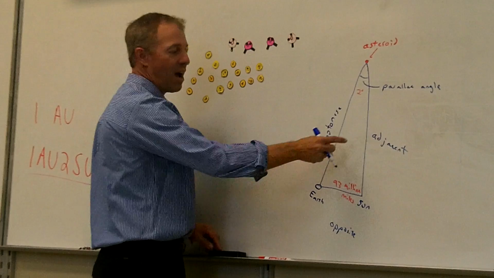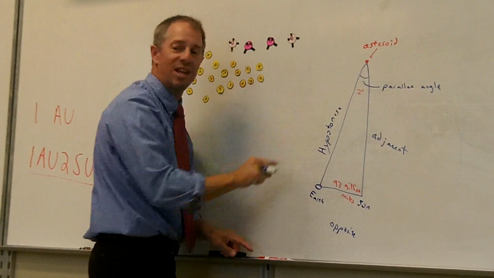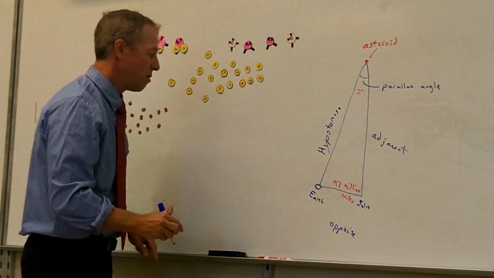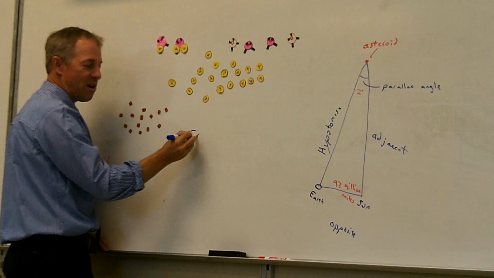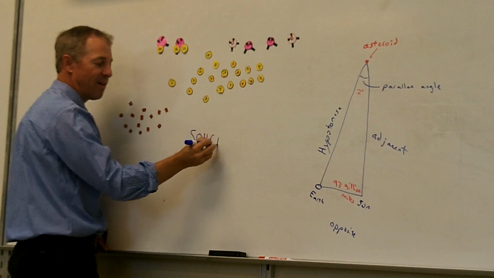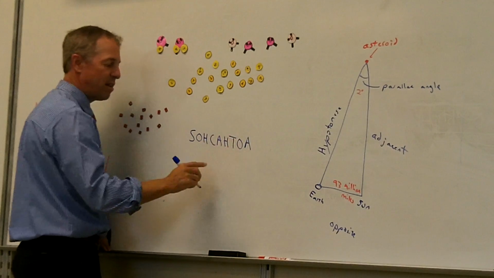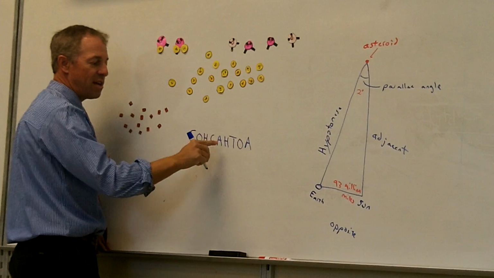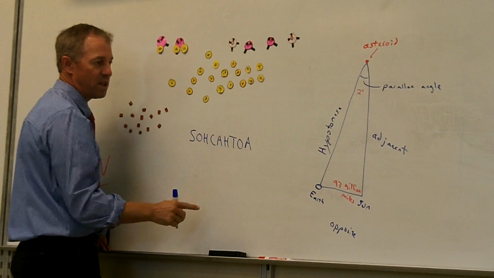So, how do we find the adjacent? The adjacent is the line that will tell us the distance to the asteroid. Tangent. Do y'all remember SOHCAHTOA? Did y'all do that in math? Sine is the opposite over the hypotenuse. Cosine is the adjacent over the hypotenuse. And tangent is opposite over adjacent.